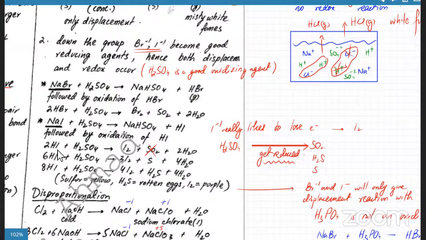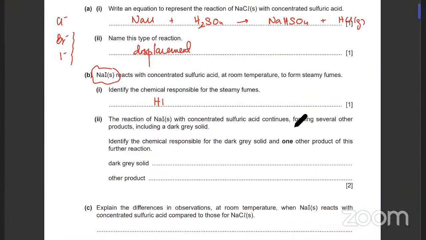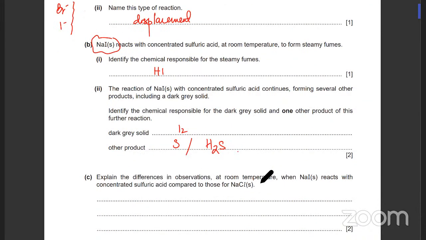But immediately a lot of I-1 starts to lose electrons to form iodine. So the reaction of NaI with concentrated sulfuric acid continues, forming several other products, including a dark gray solid. That is definitely iodine. Identify the chemical responsible for the dark gray solid and one other product of the reaction. So what are your other products? The other products are your sulfur products. So you're going to have sulfur and H2S. And you just have to identify one.